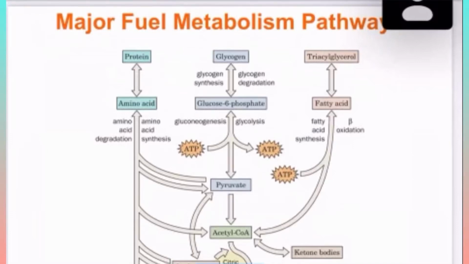Protein, glycogen, and triacylglycerol are the stores of food in our body, right? This is how we can store food in our body. This is the integrated pathway which tells us how ATP can be produced by the body when we are not having any food from outside. When there is no dietary intake, how can protein, glycogen, and triacylglycerol release energy?